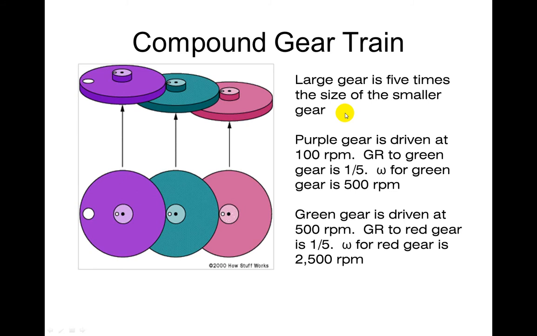Okay, again, if we're still trying to speed it up, notice the large gear is 5 times the size of the smaller gear. The purple gear is driven at 100 RPMs. The gear ratio to the green gear is 1 to 5. Okay, so the angular velocity for the green gear is 500 RPMs. The green gear is driven at 500 RPMs now. So the gear ratio to the red gear is 1 to 5. So our angular velocity for our red gear is 2,500 RPMs. So it's going to speed it up by a huge amount.